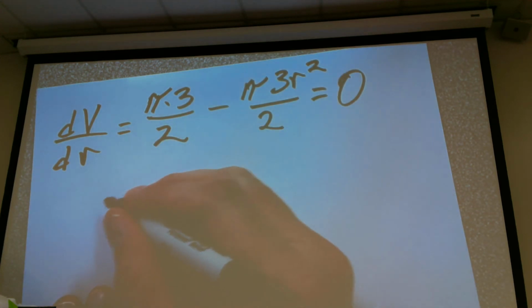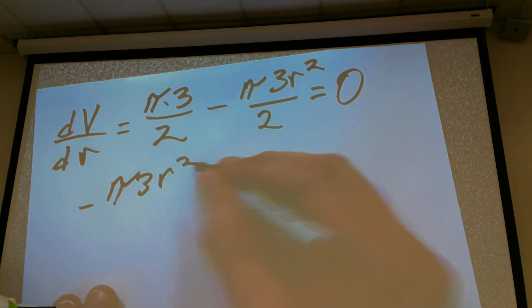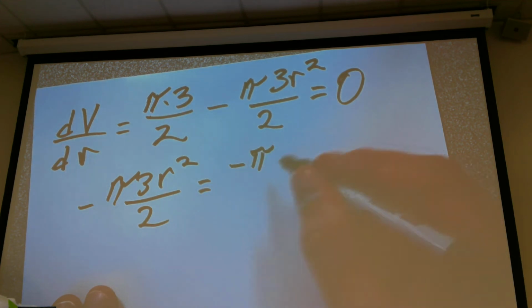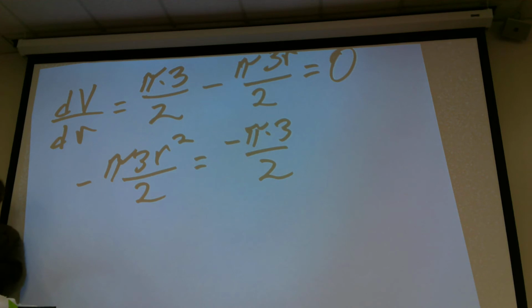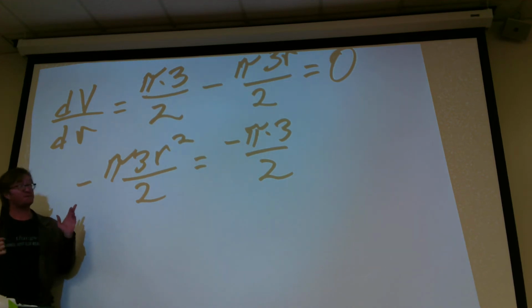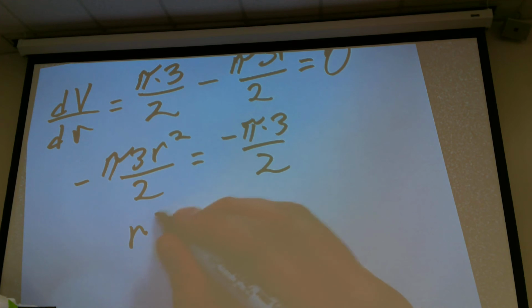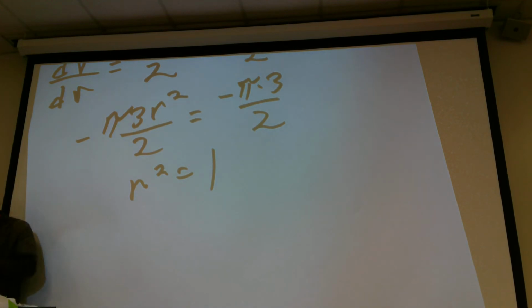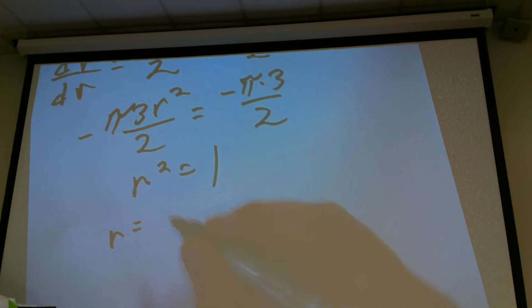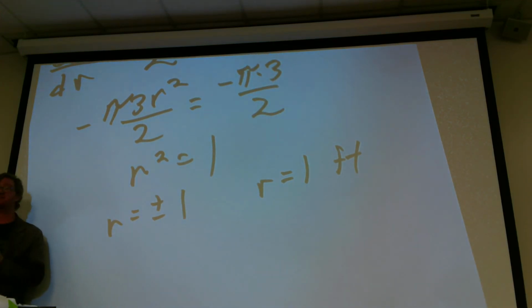So what is this going to give me? Negative pi times 3r squared divided by 2 is going to equal negative pi times 3 divided by 2. I can multiply negative 1 on both sides, making both sides positive. I can multiply both sides by 2, and the 2's on the bottom disappear. And then I can divide both sides by 3 pi. And so what do I end up with? r squared equals 1. When we take the square root, we get r is going to equal plus or minus 1, but that doesn't make any sense, so r is just going to equal 1 foot. You just take the positive part and ignore the negative part.